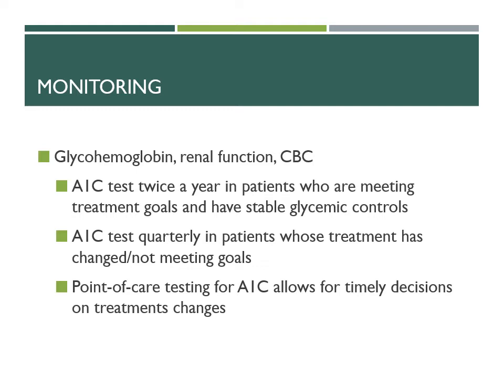Monitoring is always done with a glycohemoglobin or hemoglobin A1C. We always have to monitor renal function because many of these drugs that we may be using, including insulin, may have an effect on renal function. And we often test the CBC. A1Cs are generally done on a quarterly basis, but if patients are really stable, we may do them less frequently.